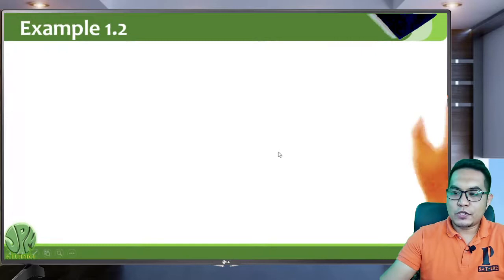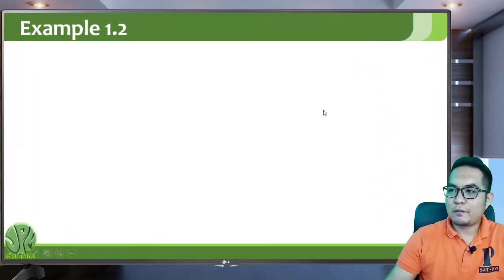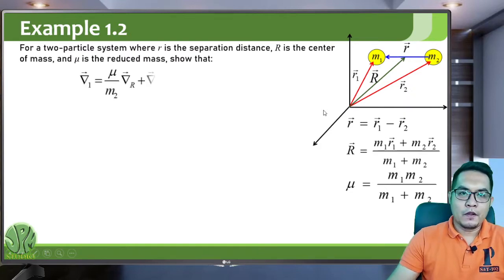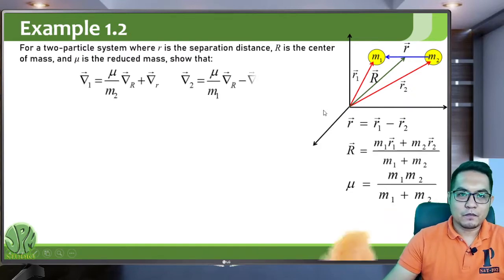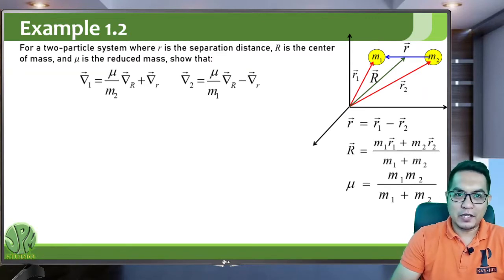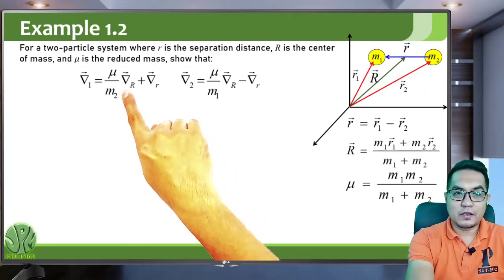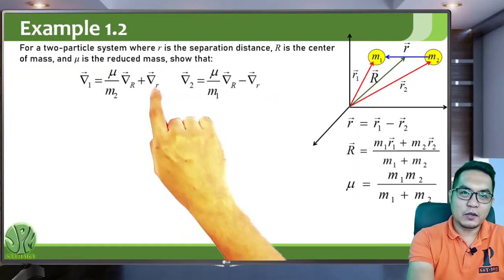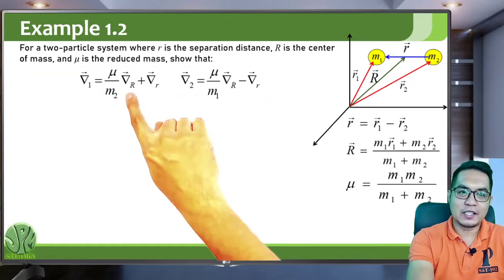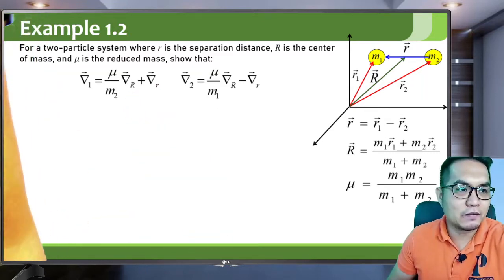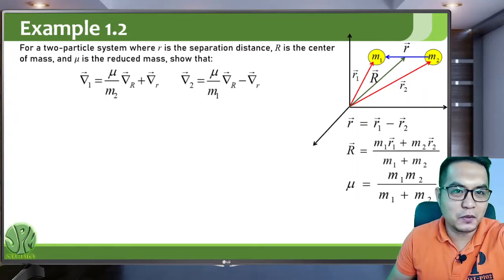So let's now proceed to the second example. Still actually in the same example. So show that the del operators can be written in terms of the del operator acting on capital R, the center of mass, and the del operator acting on the small r, the separation distance. Similar with the previous problem, I will only do the first one.